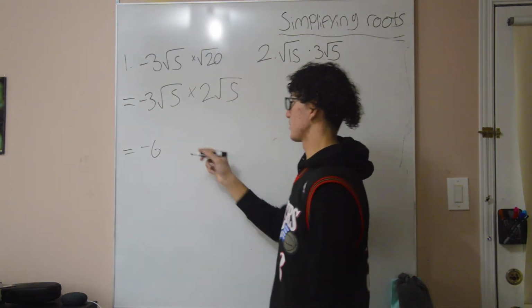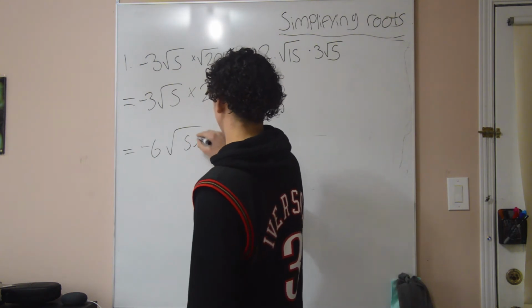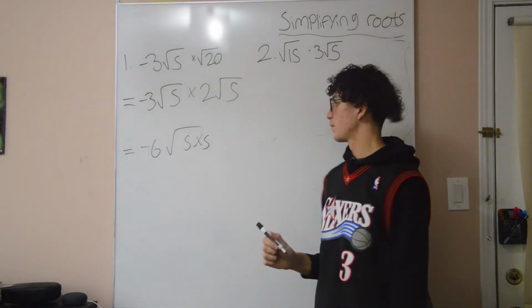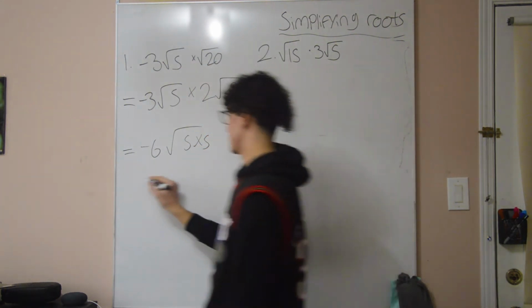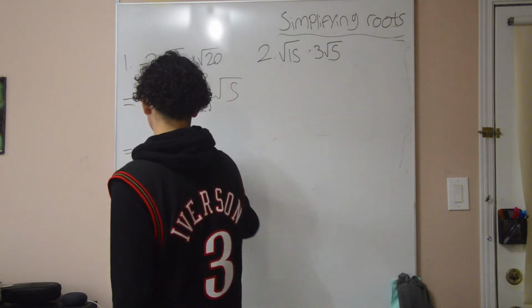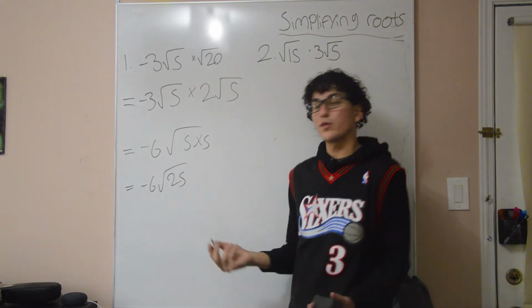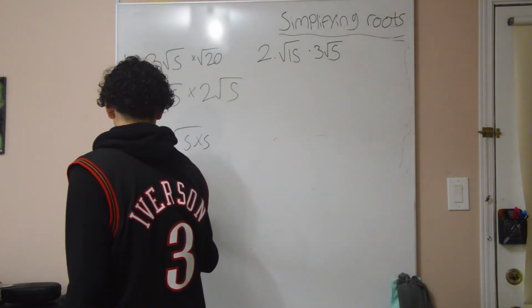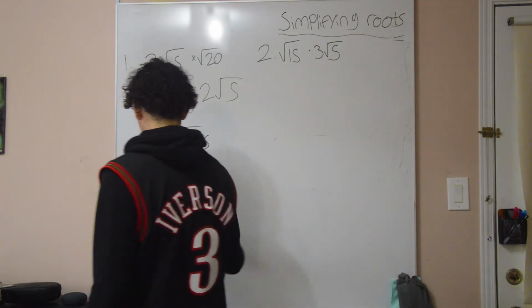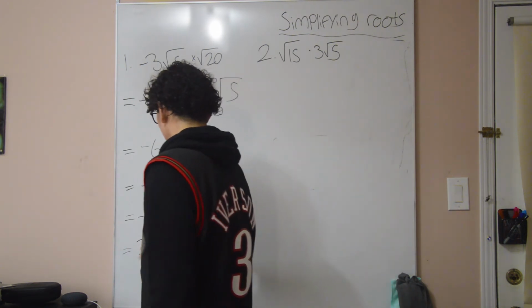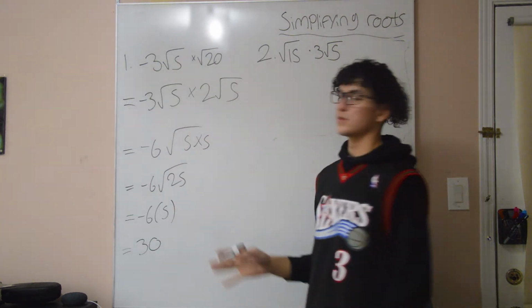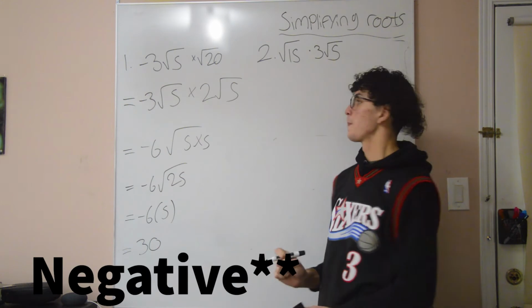And root 5 times root 5 becomes 5 times 5 on the inside. But then it's just 5 squared, isn't it? Negative 6 times the square root of 25. And well, the square root of 25, we know it. It's 5. So our final answer in this situation is just negative 30.